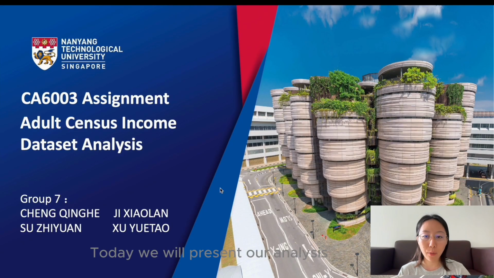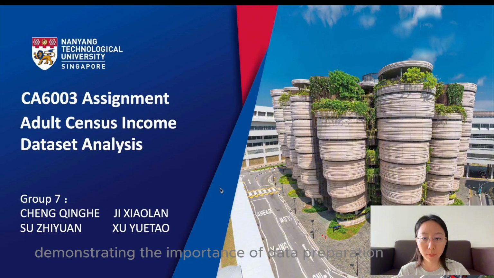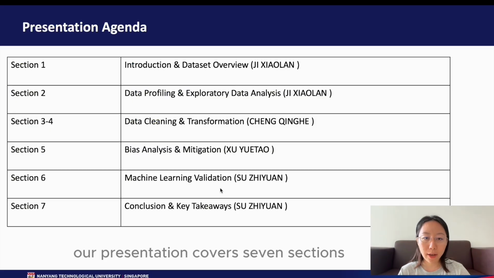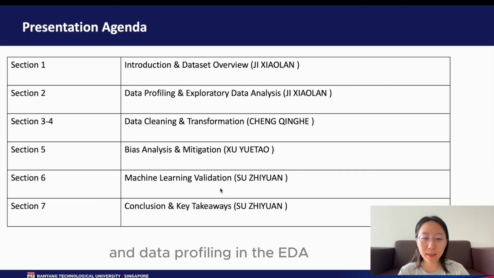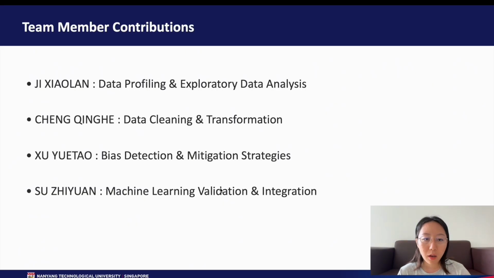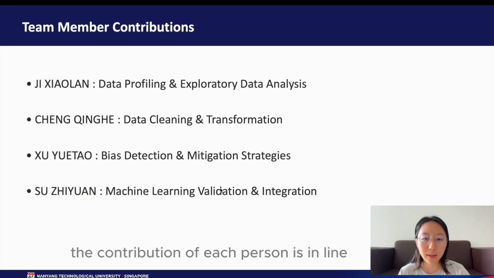Today we will present our analysis of the adult census income dataset, demonstrating the importance of data preparation for machine learning. Our presentation covers 7 sections, including introduction and dataset overview, dataset profiling in the EDA, data cleaning and transformation, bias analysis and mitigation, machine learning validation and conclusion. The contribution of each person is in line with the content of our explanation.